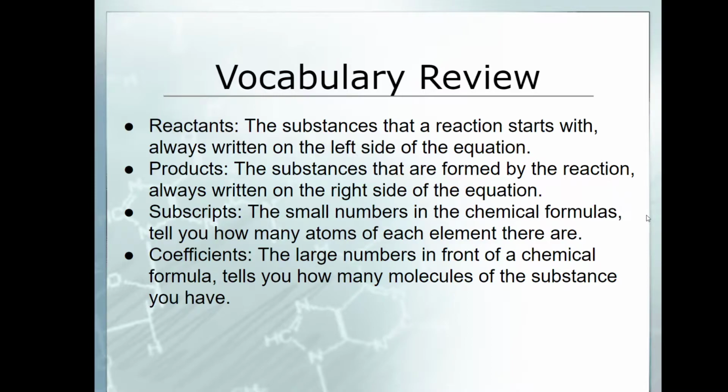And then, like we talked about the other day, you've got subscripts, which are the small numbers inside the chemical formulas, and they tell you how many atoms of each element there are. And then coefficients, which are the large numbers that go in front of the formula. That tells you how many molecules of that substance you have in the reaction. All right, so all that should be a review from last week, but I just wanted to put it in there again just in case.